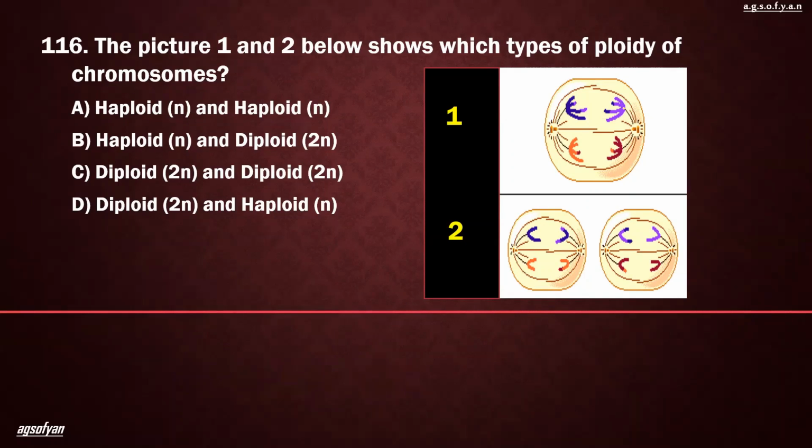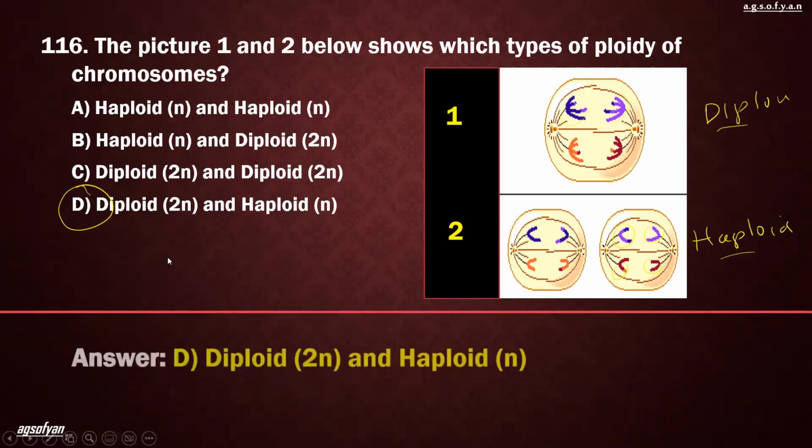Okay, how about this? This one has double chromosomes over here. Double means diploid, okay? And this one is only a single chromosome. It's already separated. Single means haploid. So which one is that? It would be haploid and diploid. Which one? The first one is diploid. The second one is haploid. Should be D, right? Yes. The first one is diploid. The second one is haploid.